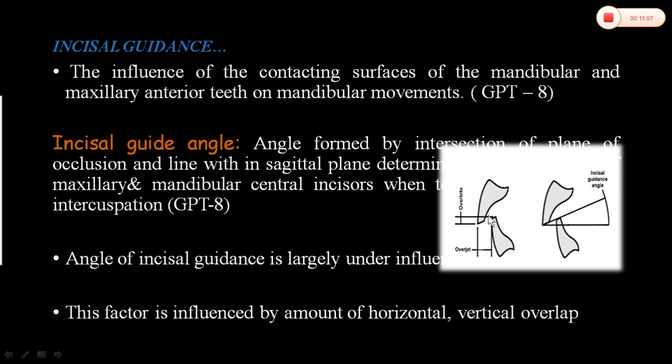If these two surfaces are very steep or very close together, they create interferences. If the vertical overlap is very deep, or there is a deep bite in your dentures, and the patient moves the mandible, only the anteriors will be in contact, and the posteriors will be out of occlusion. This should not happen in our balanced occlusion. So we have to see that the contacting surfaces of mandibular and maxillary anterior teeth allow mandibular movements freely.